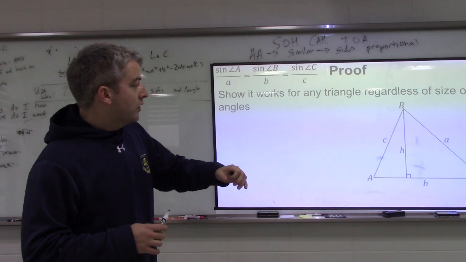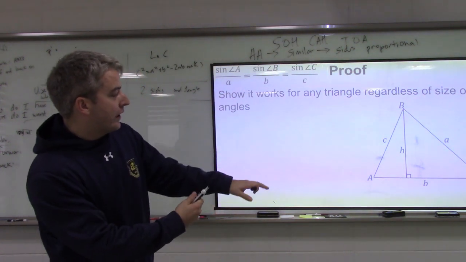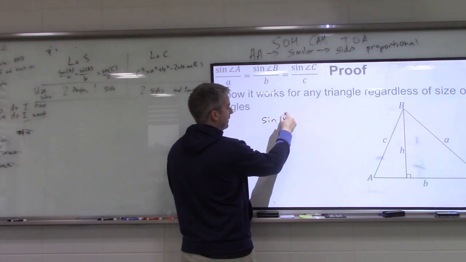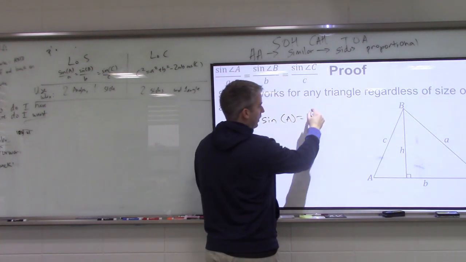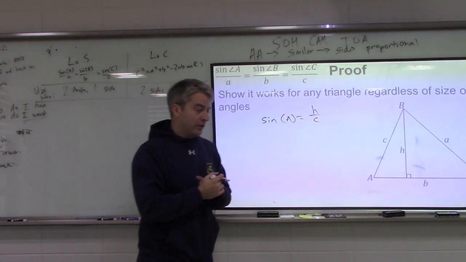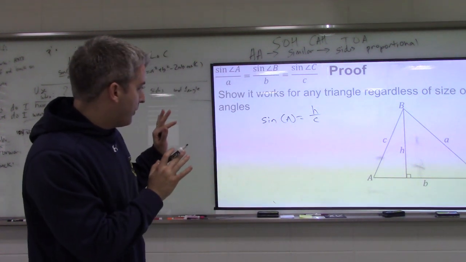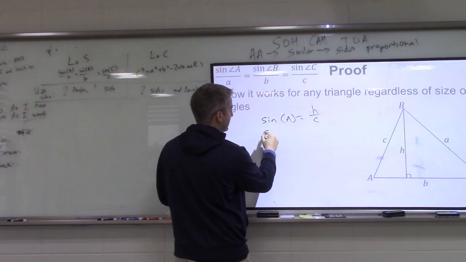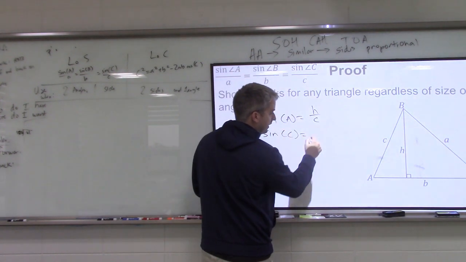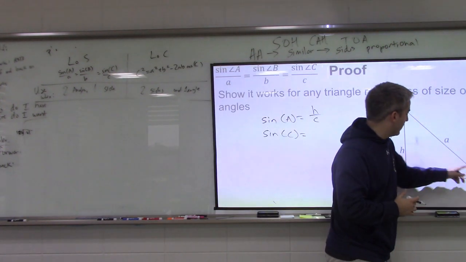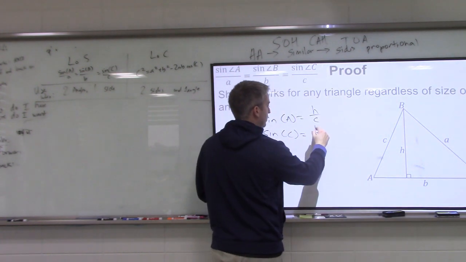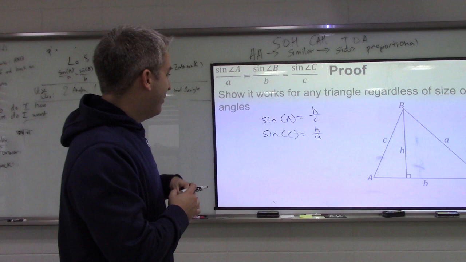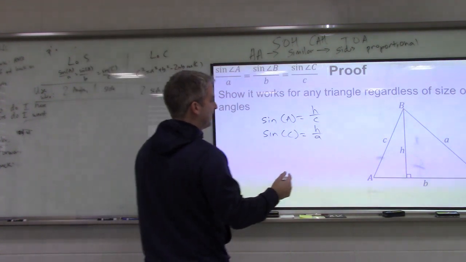Who knew? So what we need to do here is we have a right triangle here. Now we can still do sine. So we can say sine of A is equal to opposite over hypotenuse. Nothing crazy there. Sine of A is H over C. Also we could say sine of C, still a right triangle, sine of C is going to be H over A.